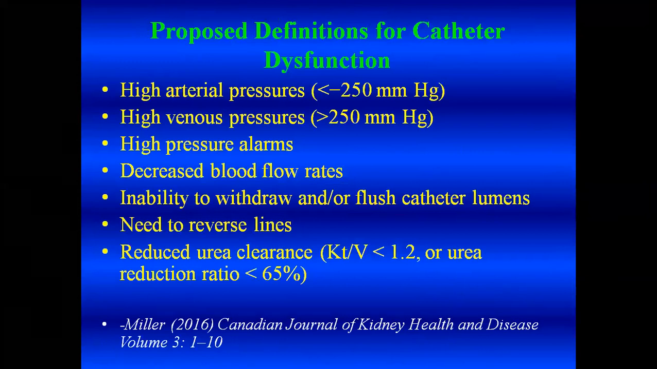When do we know that a catheter is malfunctioning? If our negative pre-pump pressure, known as arterial pressure, is very negative, less than minus 250, or the venous pressure is more than plus 250, then that indicates that a catheter is not giving the desired flow and we need to investigate it.